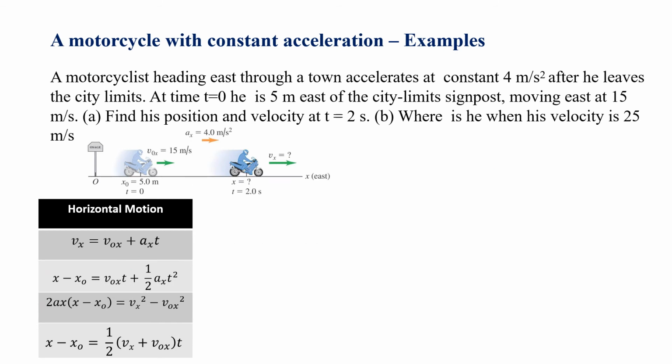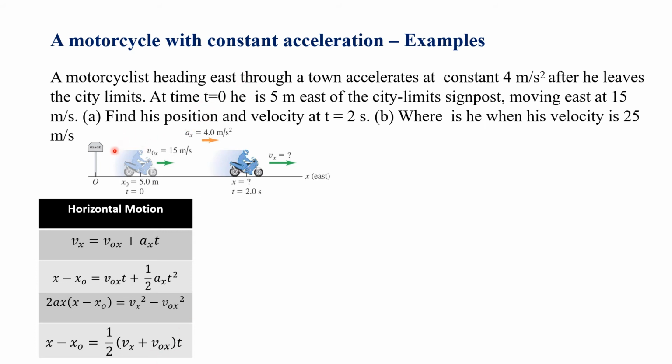Let us have another example. This is about a motorcycle with constant acceleration. A motorcyclist heading east through a town accelerates at constant 4 meters per second squared after he leaves the city limits. At time equals 0, he is 5 meters east of the city limits signpost, moving east at 15 meters per second. This is how the problem looks like.